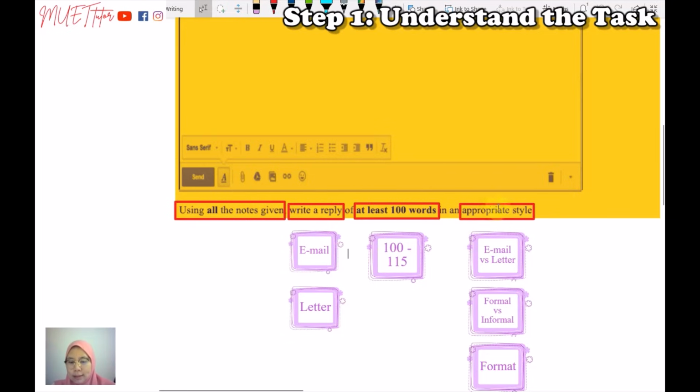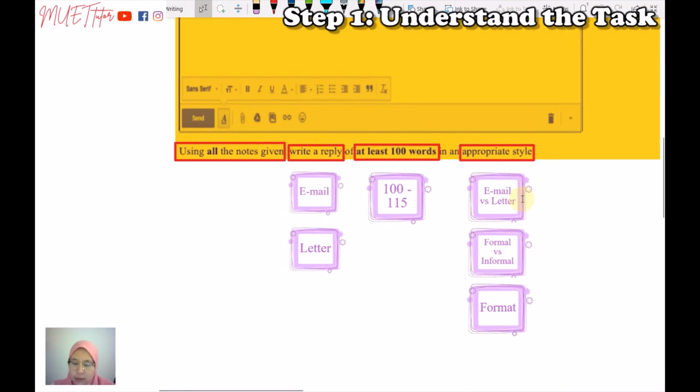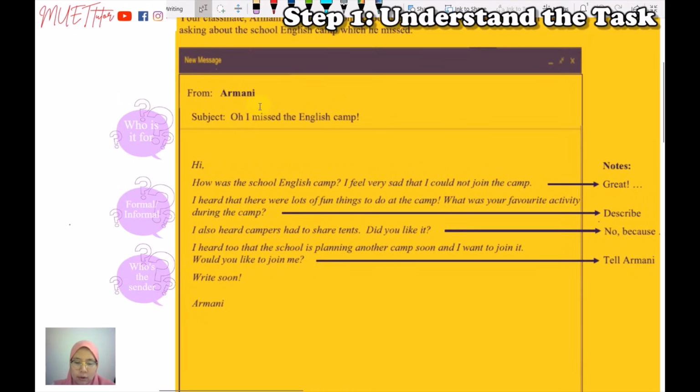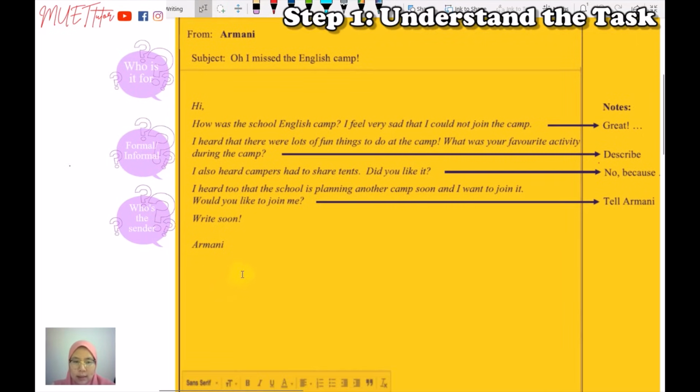And the next task is to write in an appropriate style, either a letter or email. It's according to the question, whether you should write it formally or informally. And appropriate style also means that you need to observe the format for writing email or letter. For example, having the from and subject when writing an email, or having the address and date in a letter, a greeting, a complimentary close, and a sign-off.